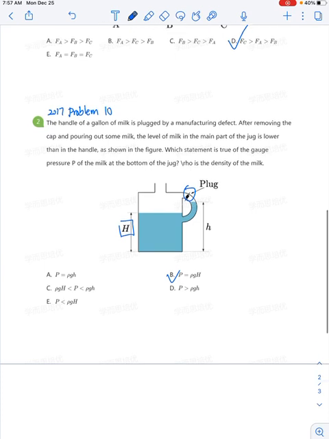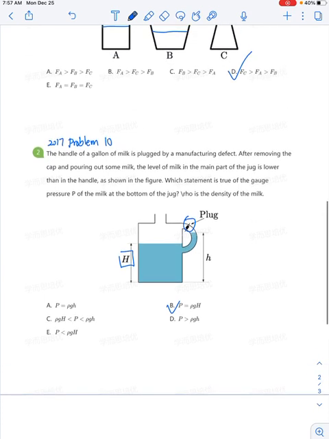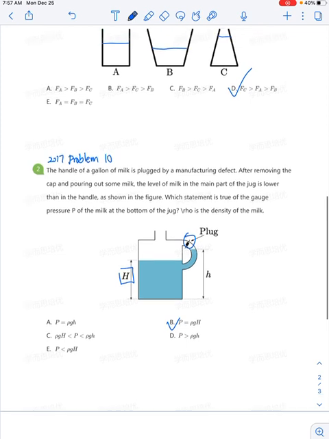This problem is only testing the details of the concepts, so make sure you know how we got the pressure here.